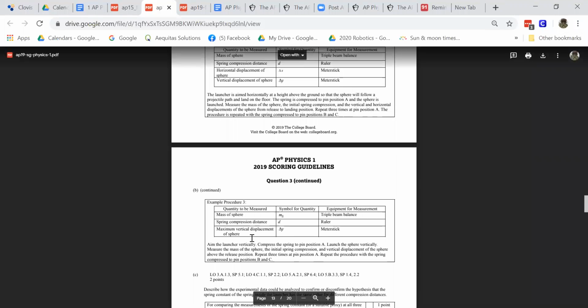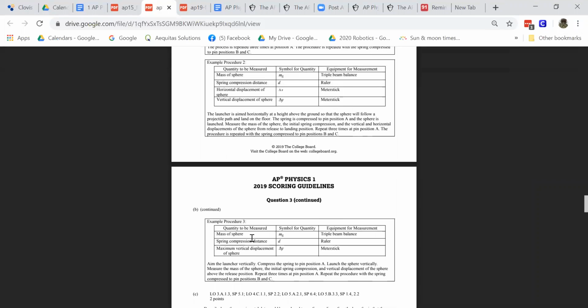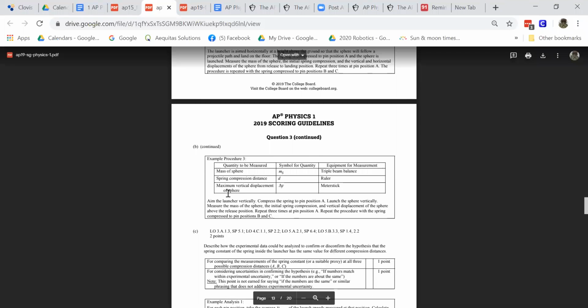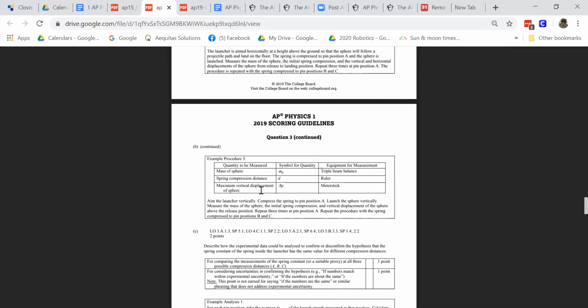Maximum vertical displacement of sphere. What the heck is that? Oh, I see what they're doing. Oh, that's clever. I hadn't thought about that. This would be a good way to do it. If you take the shooter thing with the spring in it, and you shoot it straight up, and you somehow measure the height. We'll call that, what do they call it? Maximum vertical displacement of sphere, delta Y.